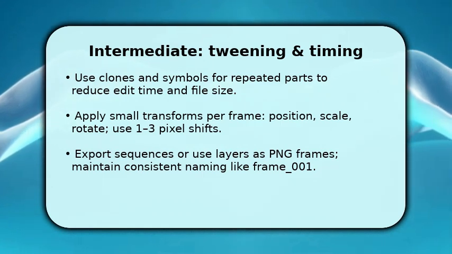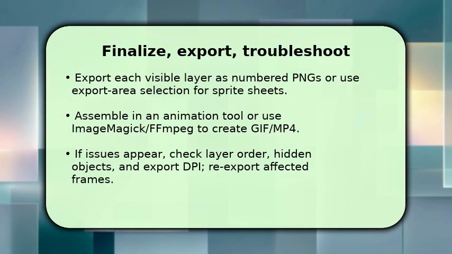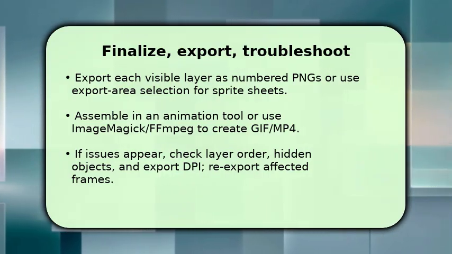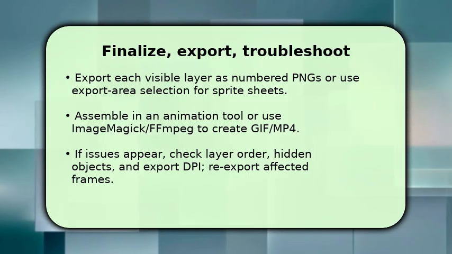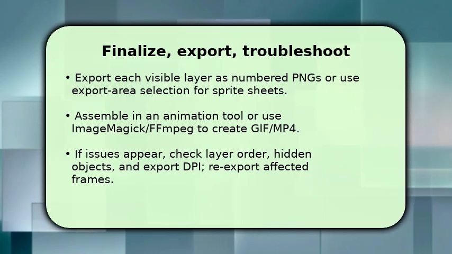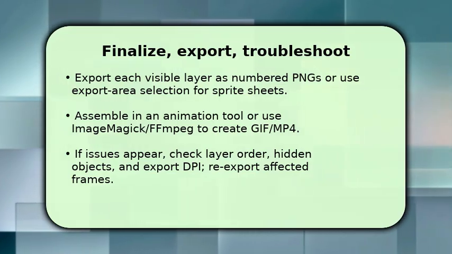To finish, export frames. Reveal one frame per layer and batch export numbered PNGs or select your artboard for sprite sheet export. Then assemble in a timeline app or use FFmpeg to stitch into MP4/GIF. Make sure vector strokes are converted to paths where consistent rasterization is needed.